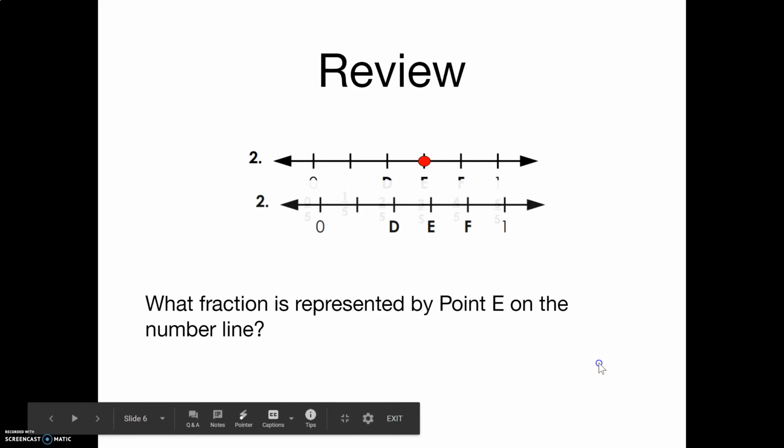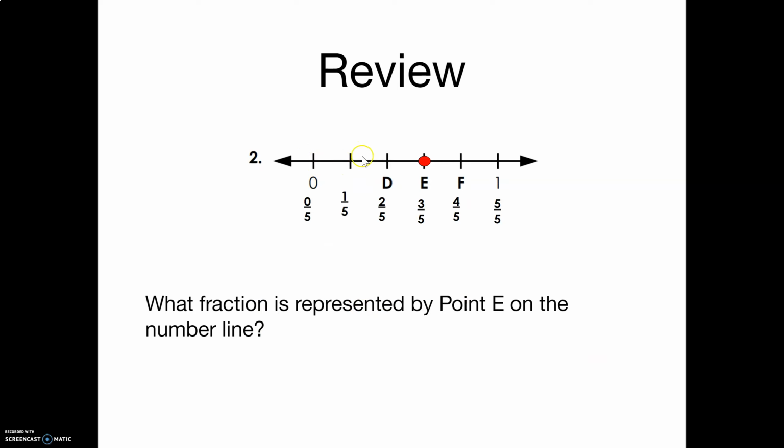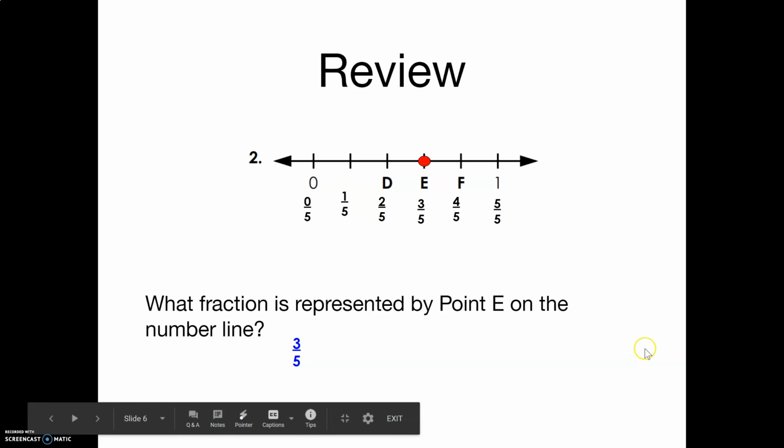Okay, let's see if you're right. So if I count my spaces, I have 1, 2, 3, 4, 5. There are 5 equal parts between 0 and 1. So if I counted, I would have 0/5, 1/5, 2/5, 3/5, 4/5, and 5/5. Remember, to equal 1 whole, 5/5. So I know I labeled that correctly. Did you come up with 3/5? Because point E is representing 3/5 on the number line.